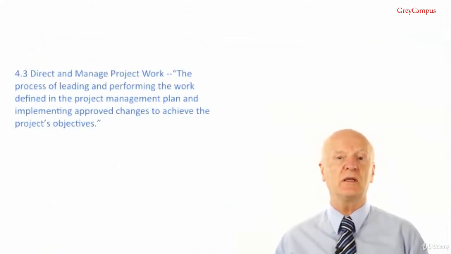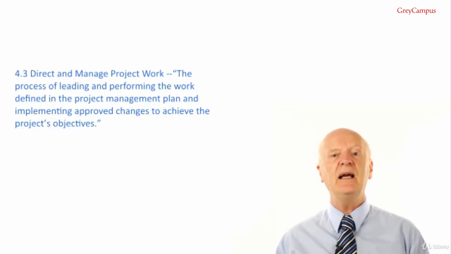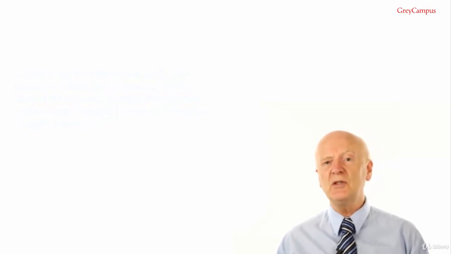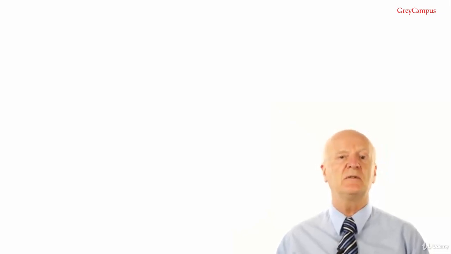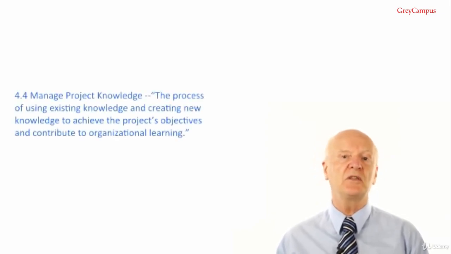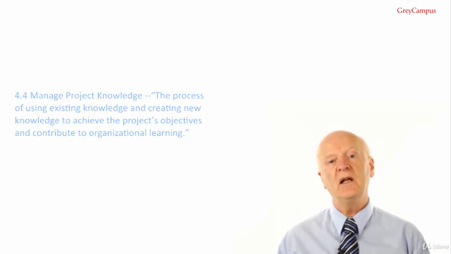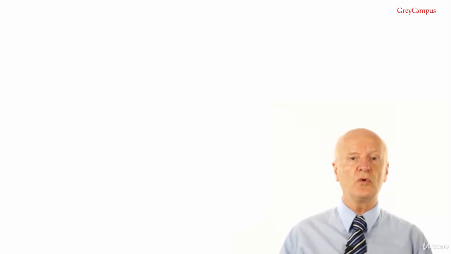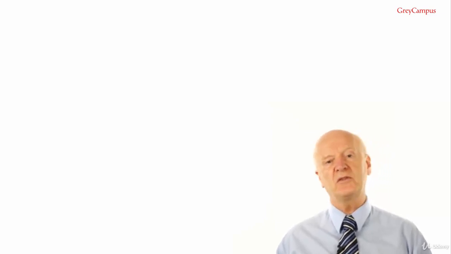4.3, direct and manage project work. The process of leading and performing the work defined in the project management plan and implementing approved changes to achieve the project's objectives. I will make the same note here as before. A project management plan is not just a project schedule. 4.4, manage project knowledge. The process of using existing knowledge and creating new knowledge to achieve the project's objectives and contribute to organizational learning. There are actually two different types of knowledge being managed. The first is known as explicit knowledge. This means knowledge that can be easily stored and shared in the form of words, pictures, numbers and so on.